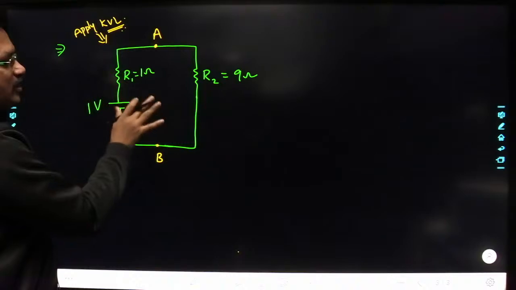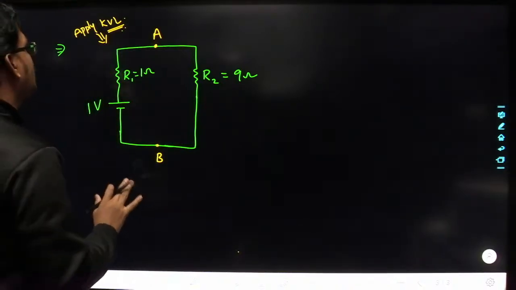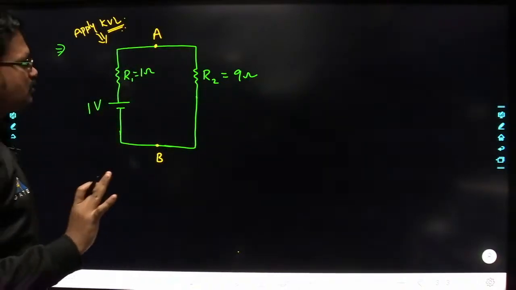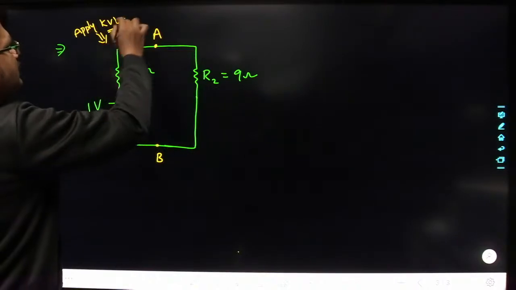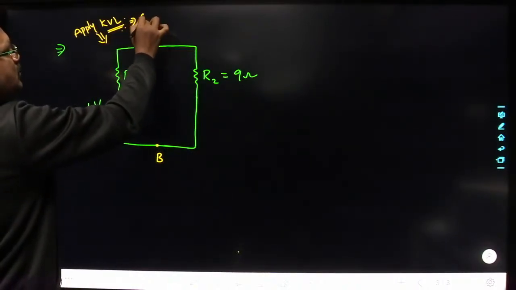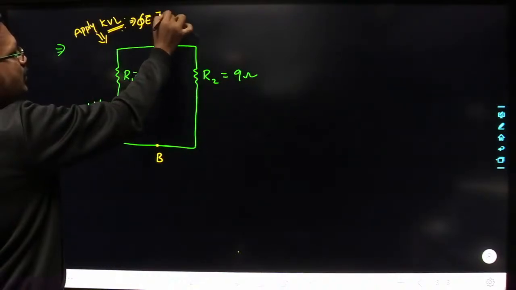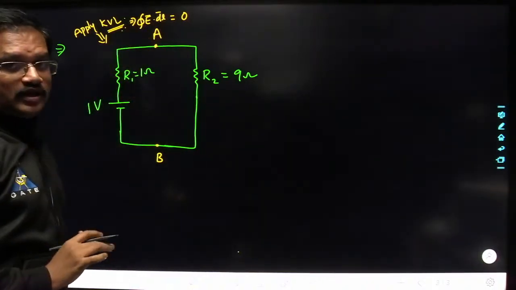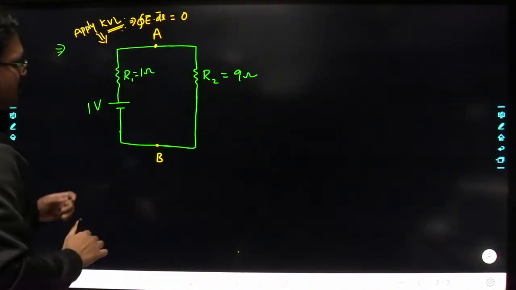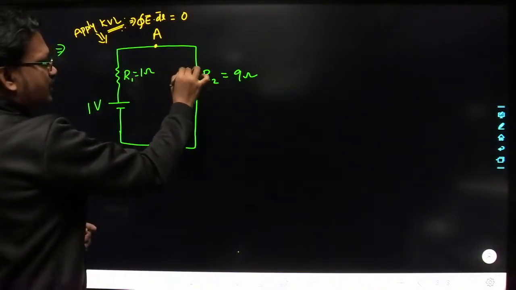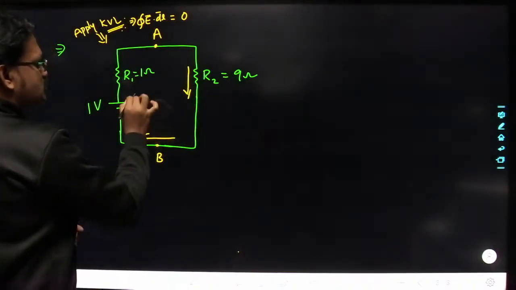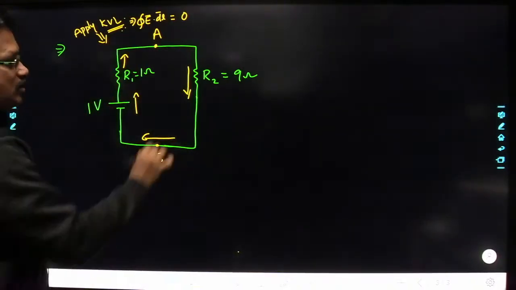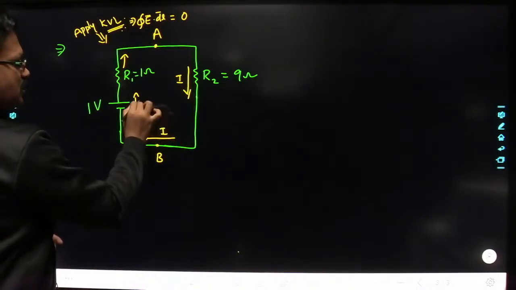So nothing is going to vary with respect to time in this circuit, right? So for this circuit you can happily apply KVL. Applying KVL means the circulation of electric field around this closed path will be equal to 0. Yes or no? See, the current is flowing like this, here the current is flowing like this. Let us say the current is I, right?